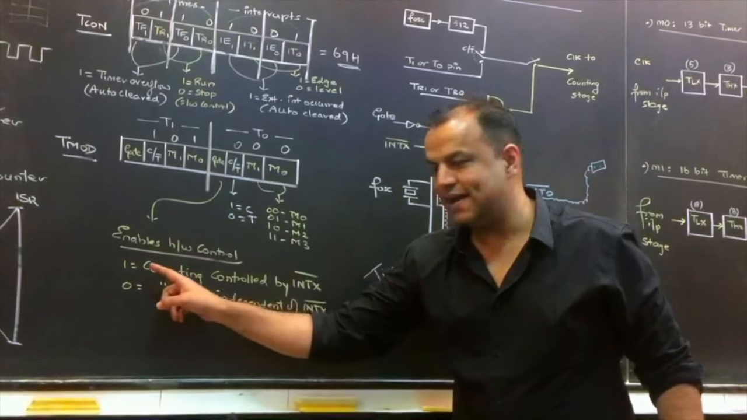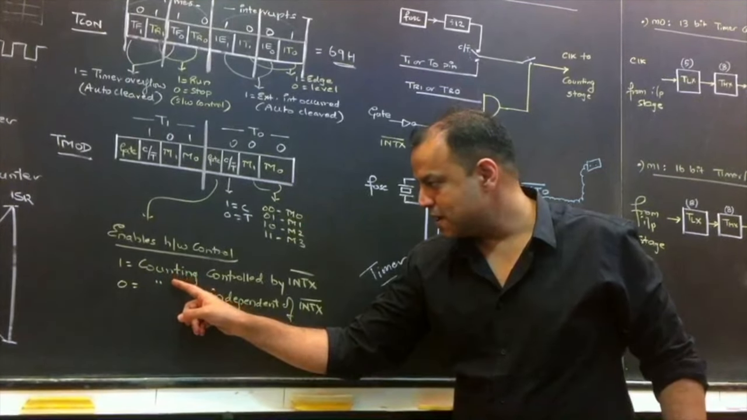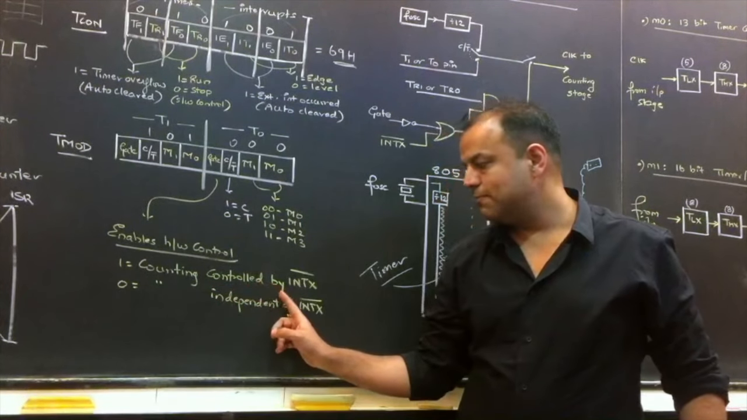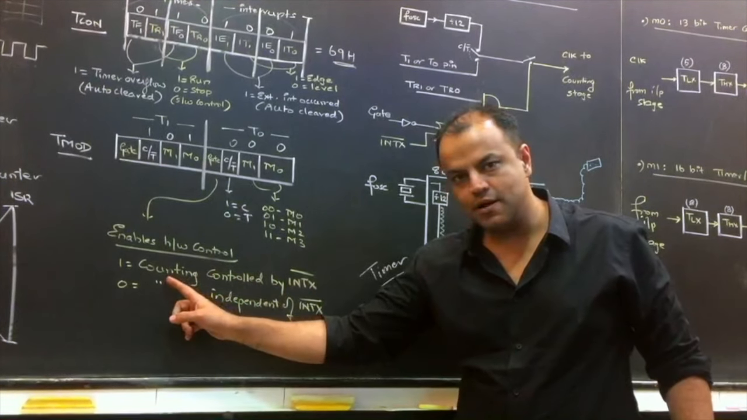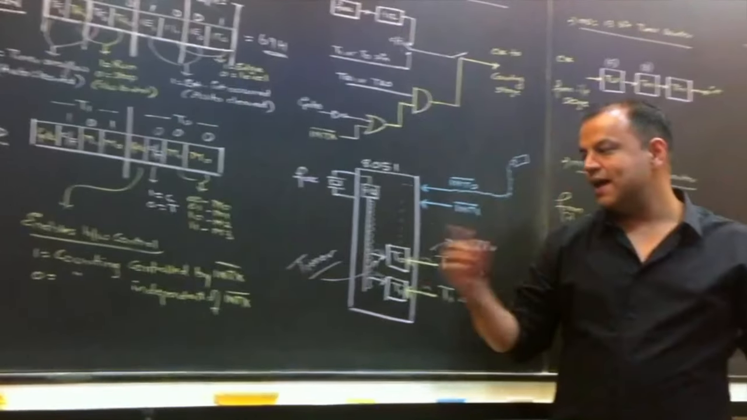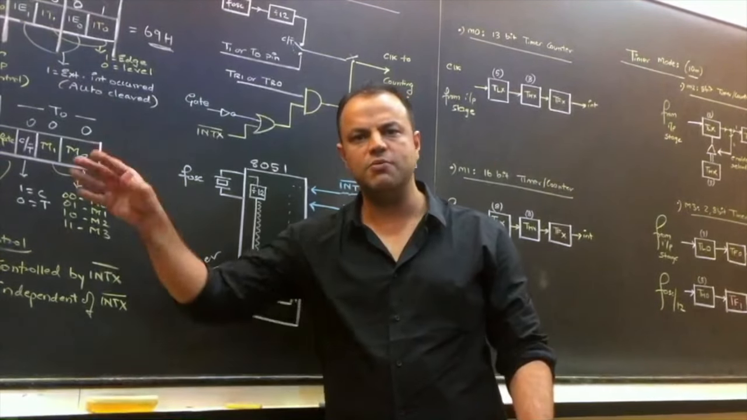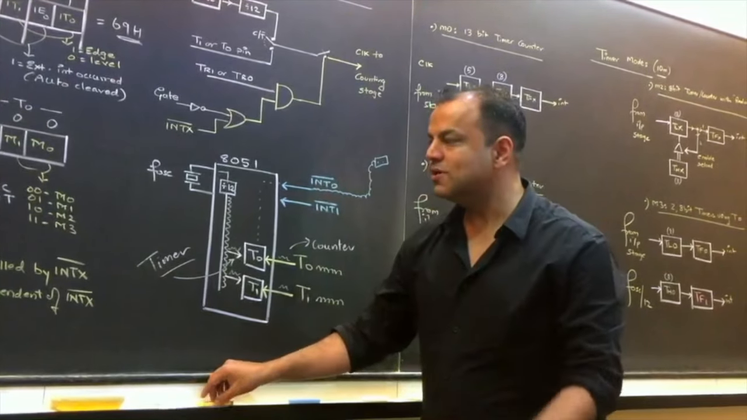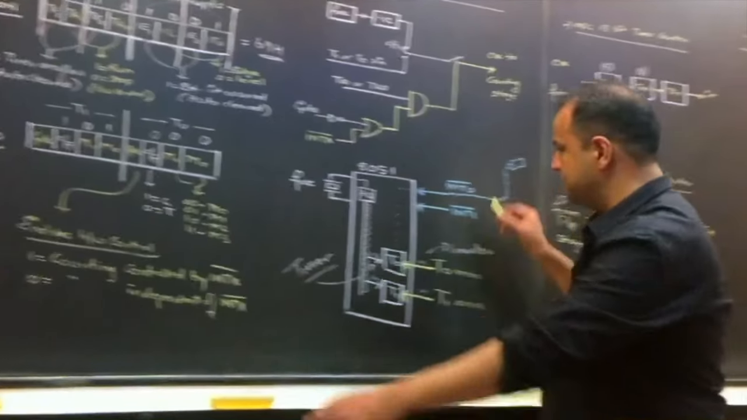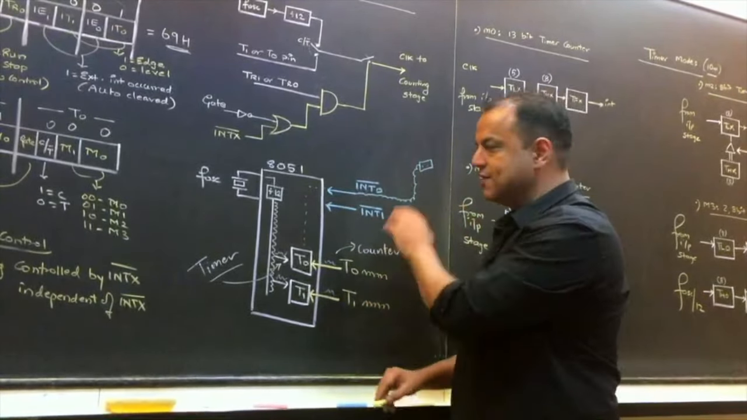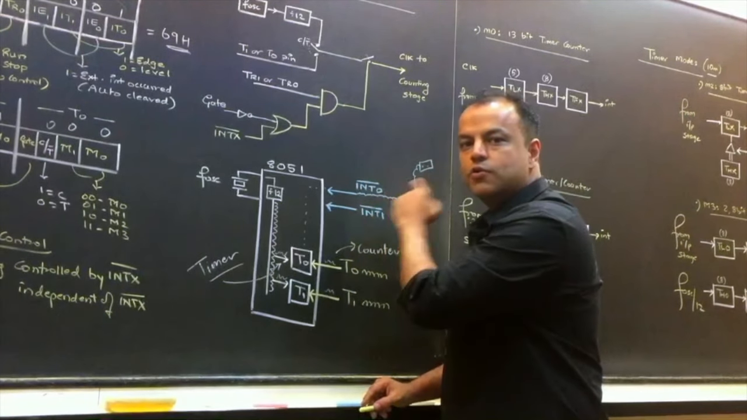If you keep gate as 1, see what is written. Counting is controlled by INT X. I repeat, counting is controlled by INT X. INT X means 0 or 1, so it can be either timer 0 or timer 1, whichever one you're talking about. So what does that mean? If you keep gate 1, counting is controlled by INT X. That means you're using it as a hardware control pin.